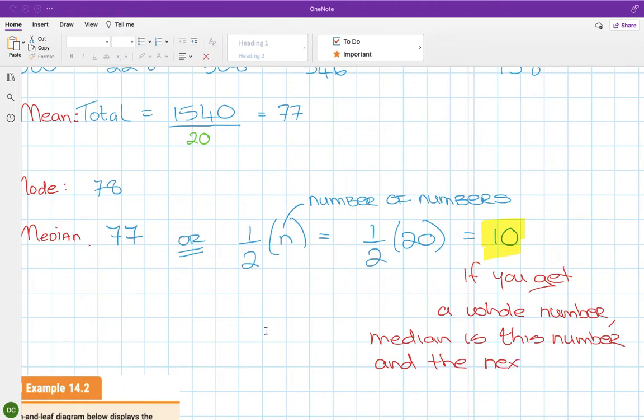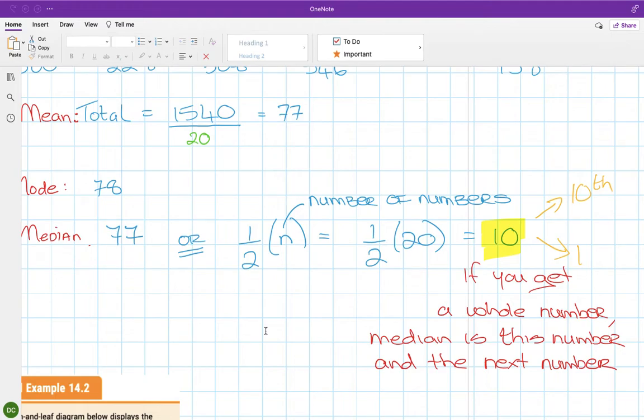So because the median, like when you do that cross-out thing, what you're getting yourself to is the midpoint, the middle of it. So that's why we half the data, because we're looking for the middle of it. So you half the data, and if it's an even number of numbers, when you half it, you'll get a whole number. And if that happens, the median will be that number and the next number. So in this case, it would be the 10th and the 11th number.